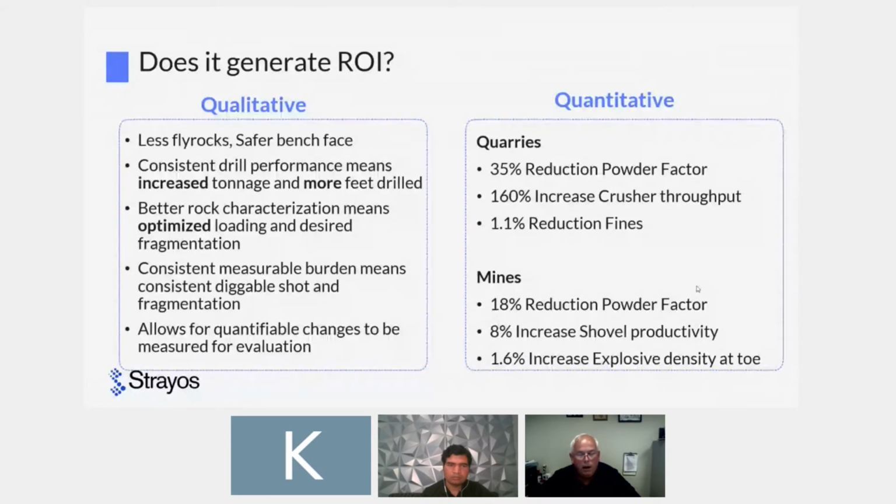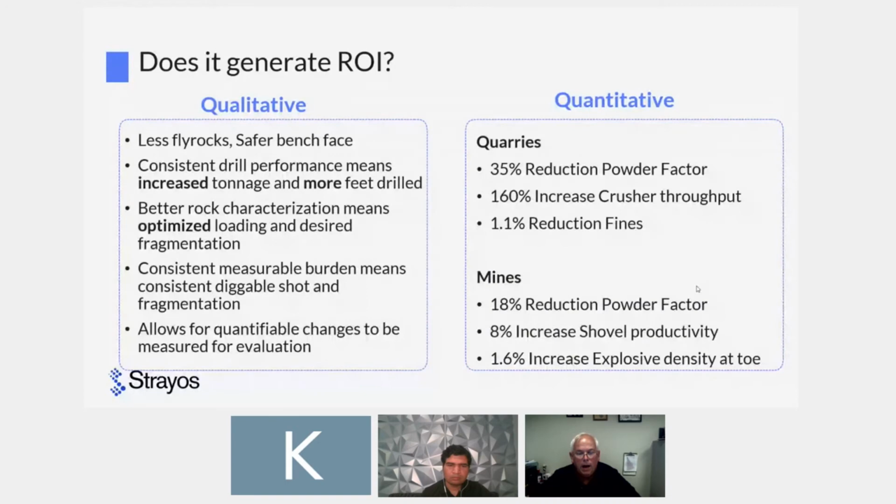Consistent diggability and measurable burdens, yes, absolutely, huge. It is very consistent. I mean, centimeter level accuracy on this, and that's a lot better. Well, we used to tell our drillers, you're within a foot or two, you're good. Not anymore. This brings it right down to centimeter level accuracy. And it allows also for changes, quantifiable changes, to be measured for evaluation. And that's a really big deal.